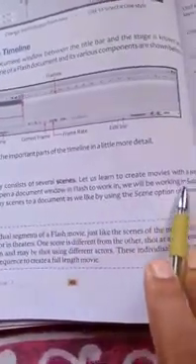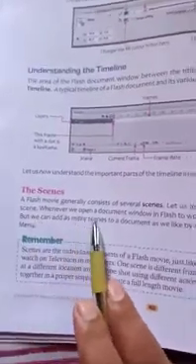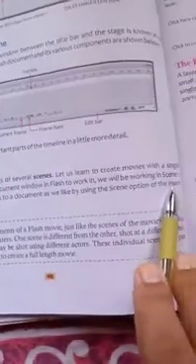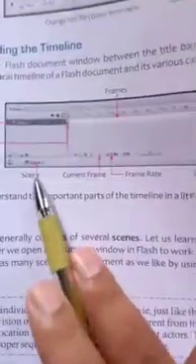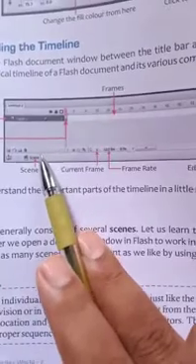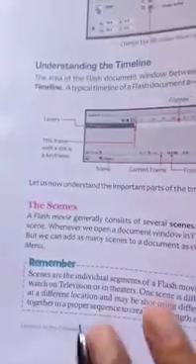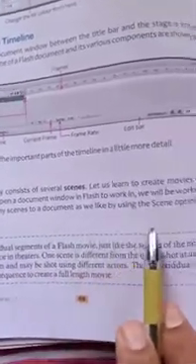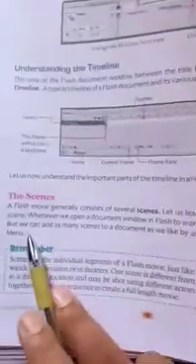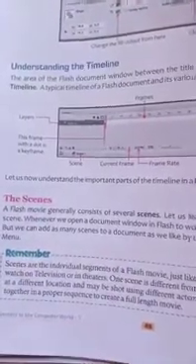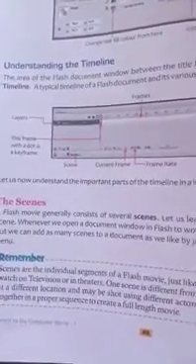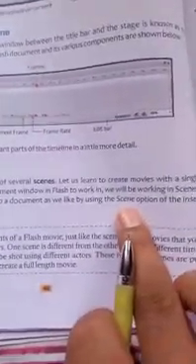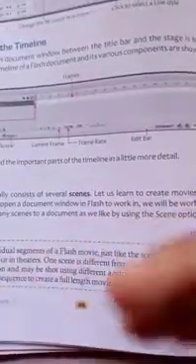So let us learn to create movies with a single scene. Whenever we open a document window in Flash to work in, we will be working in scene 1. By default, look here, this is scene 1. When you have completed scene 1, you can easily add as many scenes to a document as we like by using the scene option of the insert menu. If you want to add scene 2, scene 3 and more, you can click on the insert menu, and in that menu there is a scene option available. From that scene option you can easily shoot various types of scenes.